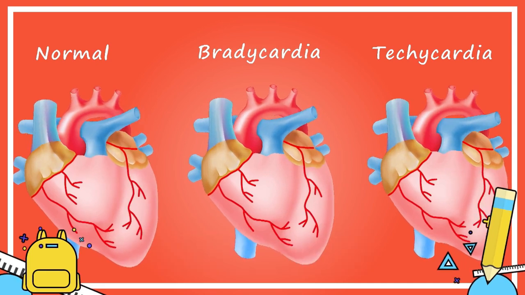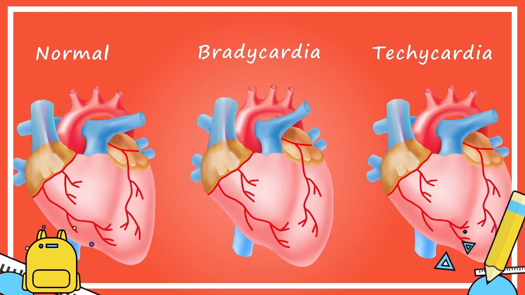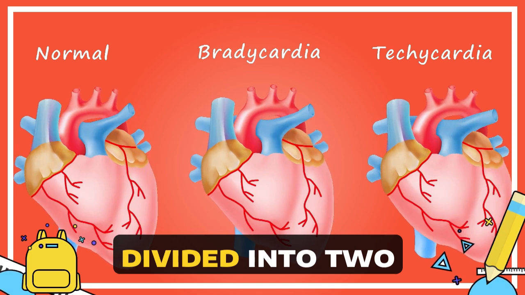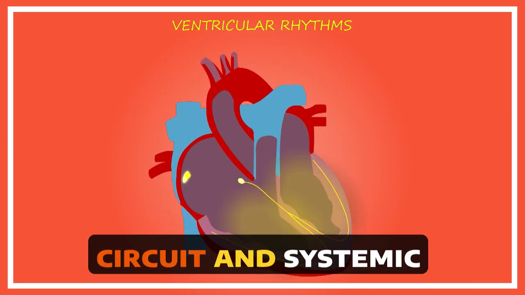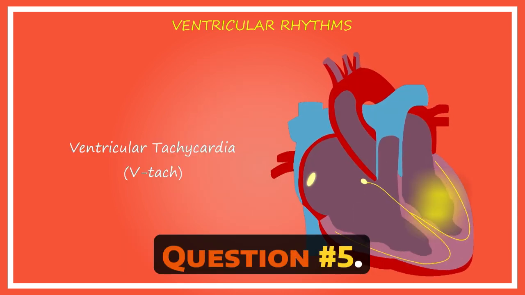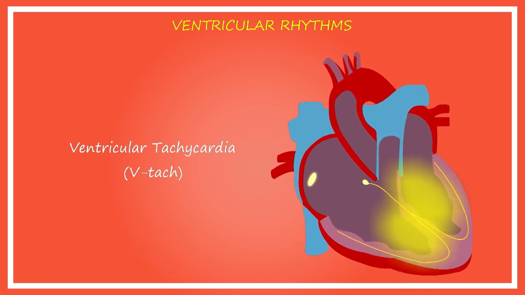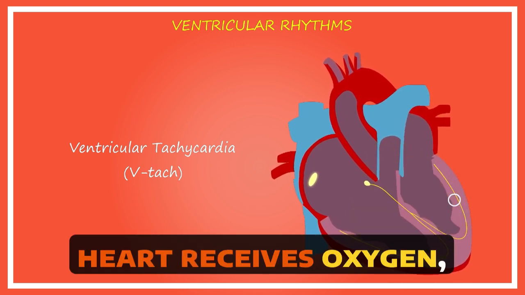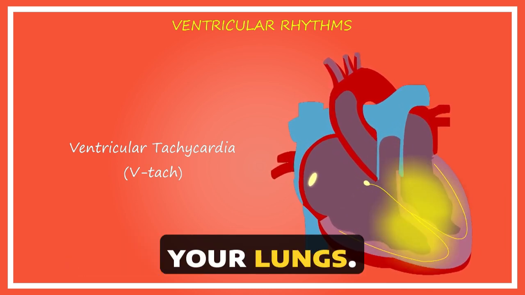Question number 4. What are the two circuits of the heart? Answer. The blood vessels of the body are functionally divided into two distinctive circuits, the pulmonary circuit and systemic circuit. Question number 5. What does the right side of the heart receive? Answer. The right side of the heart receives oxygen-poor blood from your veins and pumps it to your lungs.